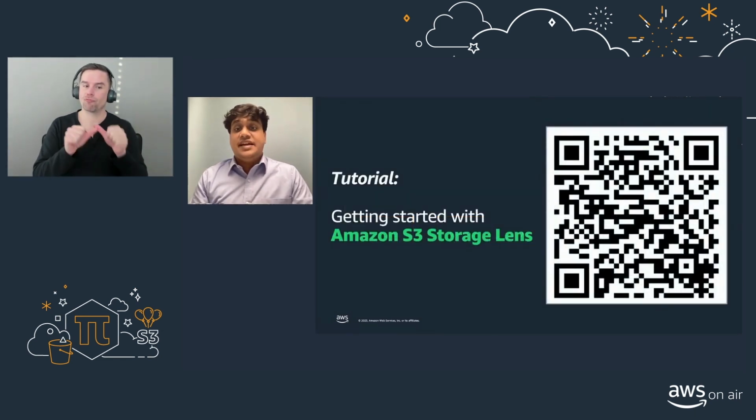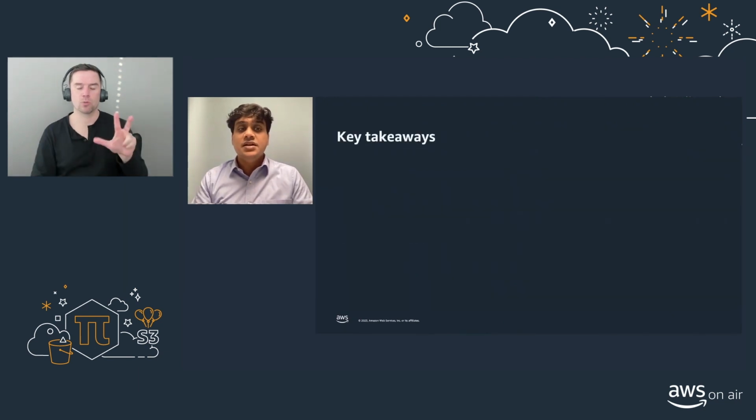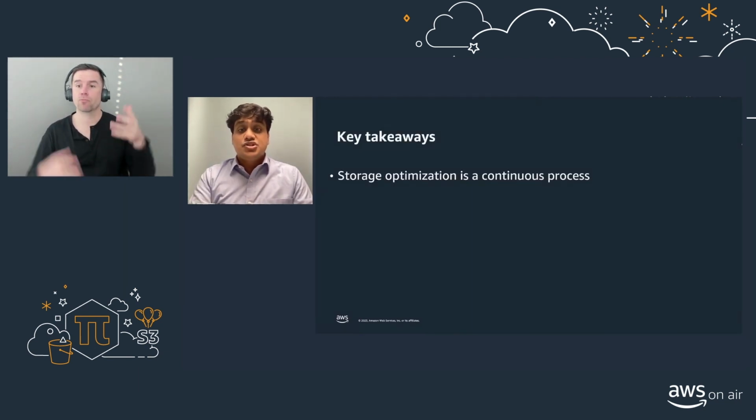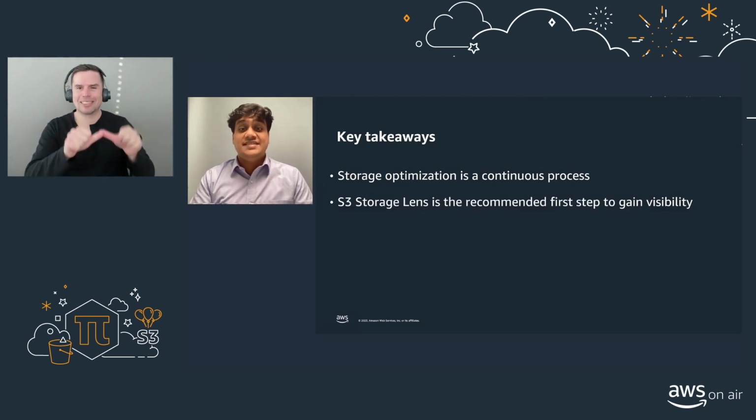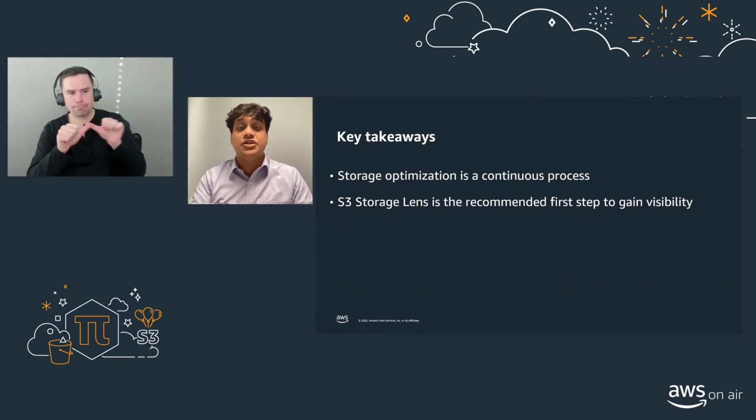If you're interested in trying out S3 Storage Lens, you can scan the QR code on this slide. This will redirect you to a hands-on step-by-step tutorial that walks you through how to get started with S3 Storage Lens. So to summarize, storage optimization is a continuous process, and S3 Storage Lens is a great first port of call as you start the process of continuously monitoring and optimizing your storage.